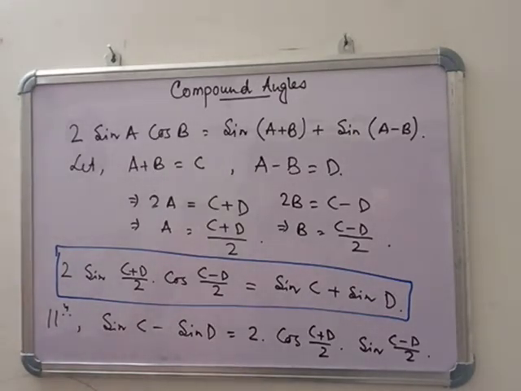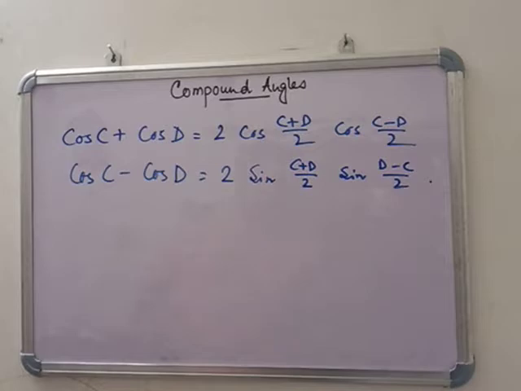Now for cos, similarly we can solve that cos C plus cos D equals 2 cos C plus D by 2 into cos C minus D by 2. And similarly cos C minus cos D equals 2 sin C plus D by 2 into sin D minus C by 2. Now we are going for the exercise.